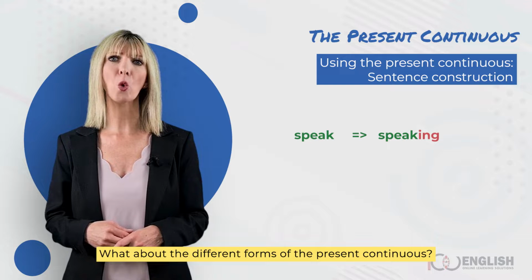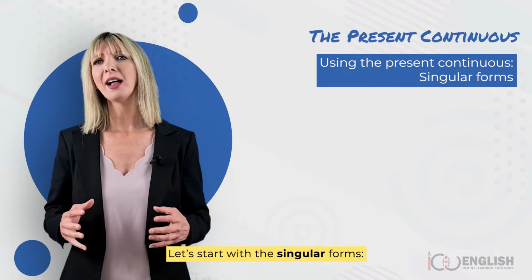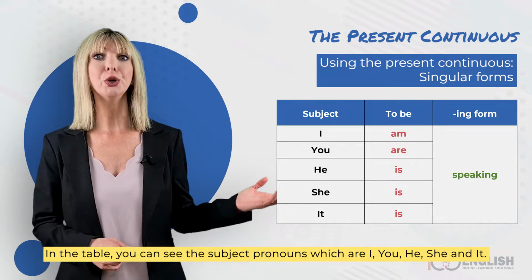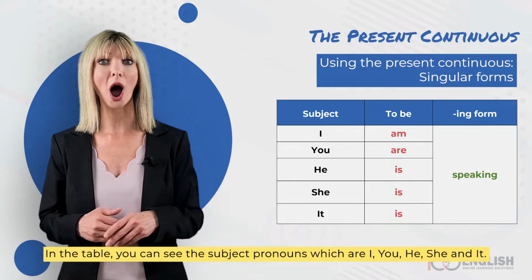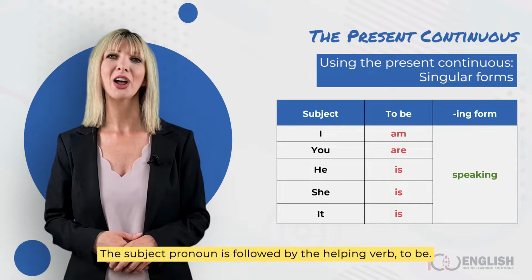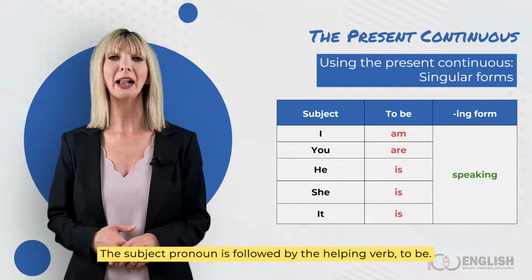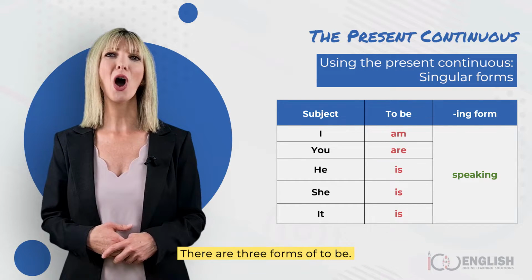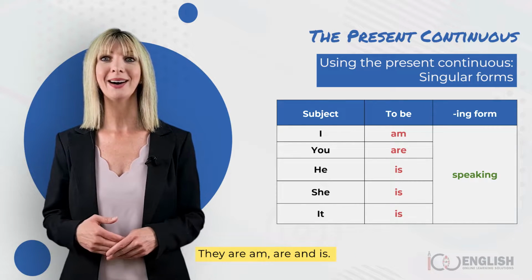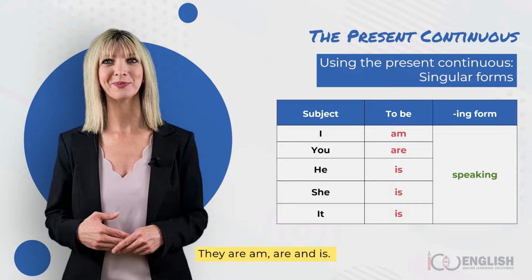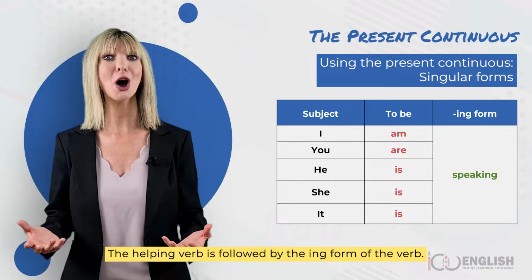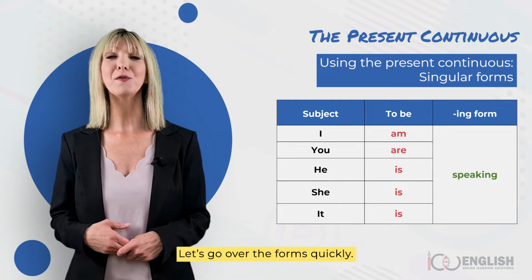What about the different forms of the present continuous? Let's start with the singular forms. In the table, you can see the subject pronouns, which are I, you, he, she, and it. The subject pronoun is followed by the helping verb to be. There are three forms of to be. They are am, are, and is. The helping verb is followed by the ing form of the verb. Let's go over the forms quickly.